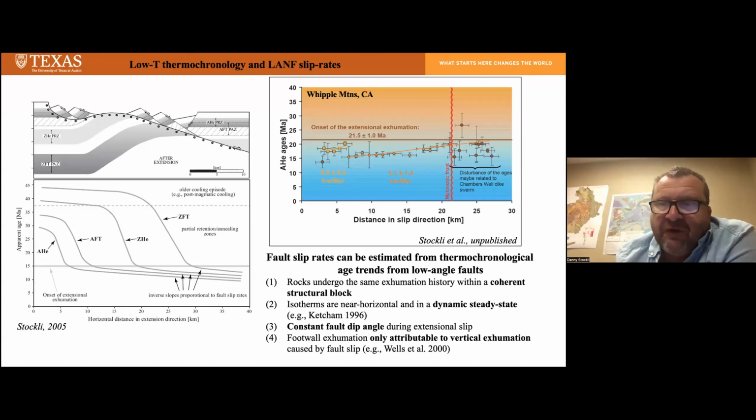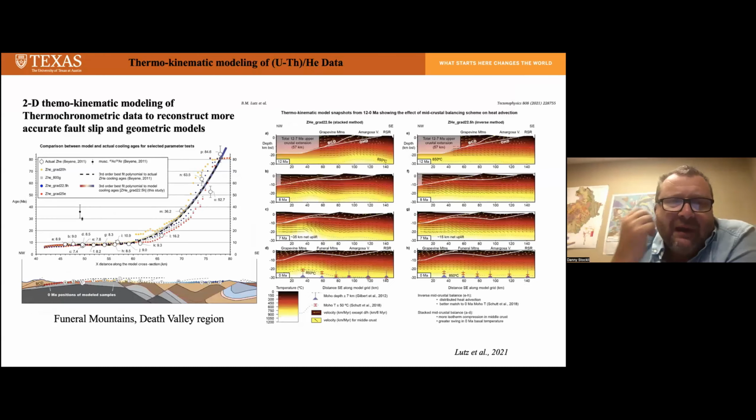Okay, but fine. So we've seen, and a lot of people have seen, anywhere from 2 to 7 kilometers per million years of slip rate along these low-angle normal faults, which is certainly substantial. Now, more recently, with Rich Ketcham, we've done thermokinematic modeling in 2D, which is probably a better way than to just regress a line.